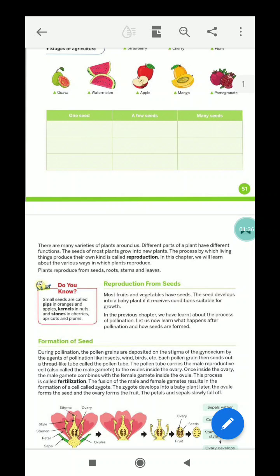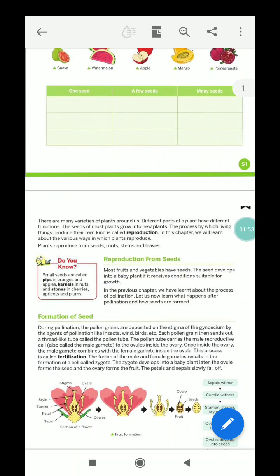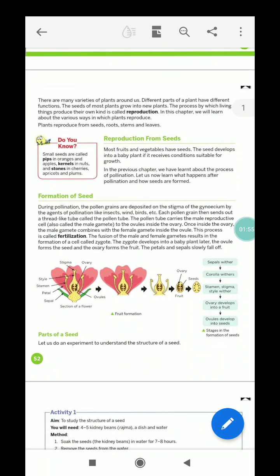The seeds of most plants grow into new plants, as we know. The process by which living things produce their own kind is called reproduction. In this chapter, we will learn about the various processes in which plants reproduce. Now, reproduction from seeds. Plants reproduce from different parts, that means seeds, roots, stems, and leaves. First of all, we will read about how plants reproduce from seeds.